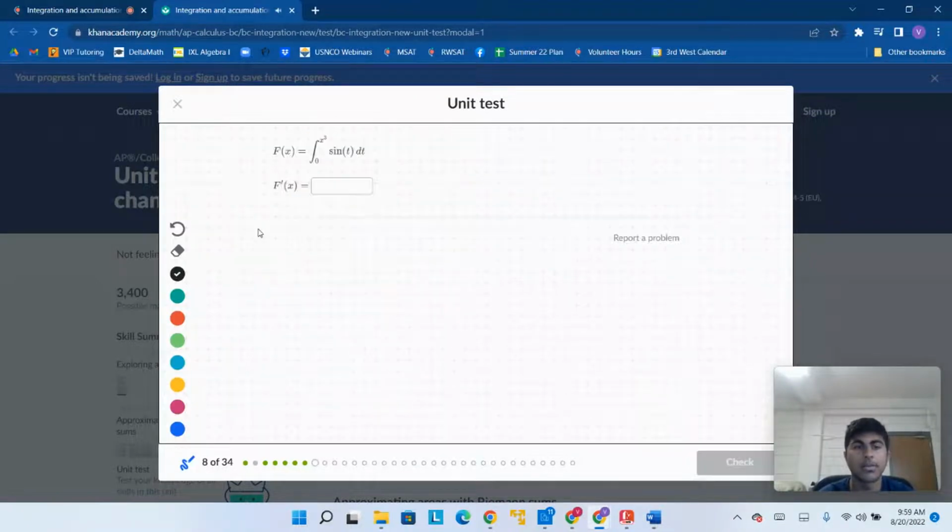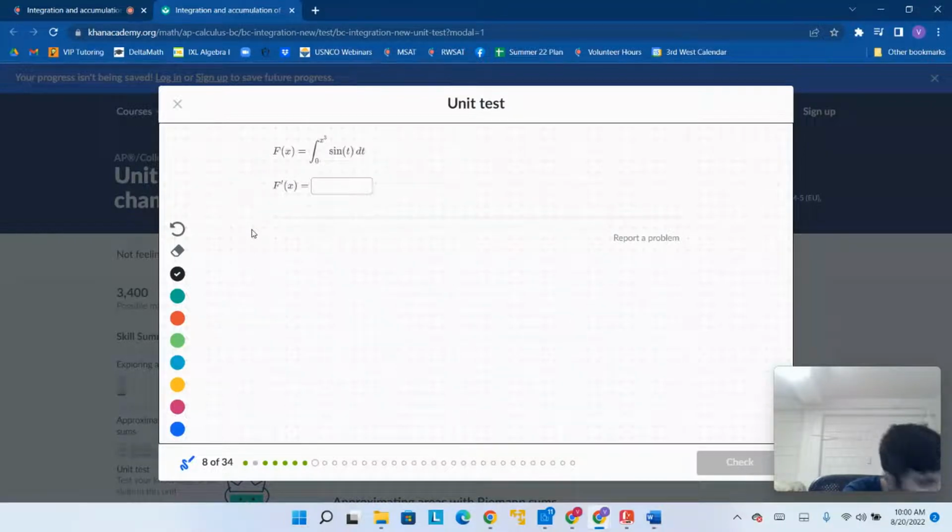Let's move on. Okay, so here we have a definite integral, and we're taking the derivative of it. How that works is the variable has to be at the top. If it's not at the top, then you have to make it negative and flip it. But the variable is at the top, so when you take the derivative, instead of t, you put x cubed. So you have sine of x cubed.